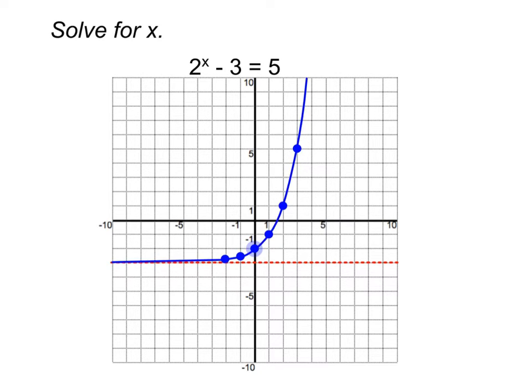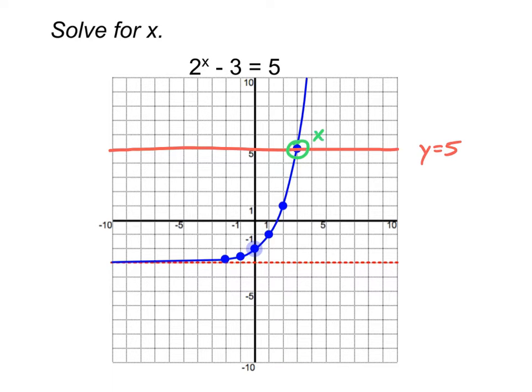And now that we've done that, let's return back to our original problem here, where we're looking to see where does 2 to the power of x minus 3 equal 5? Well, if I now went and drew in the equation for y equals 5, that would just be a horizontal line up here at 5. And my answer then is where they cross. So you notice they cross right at that point.